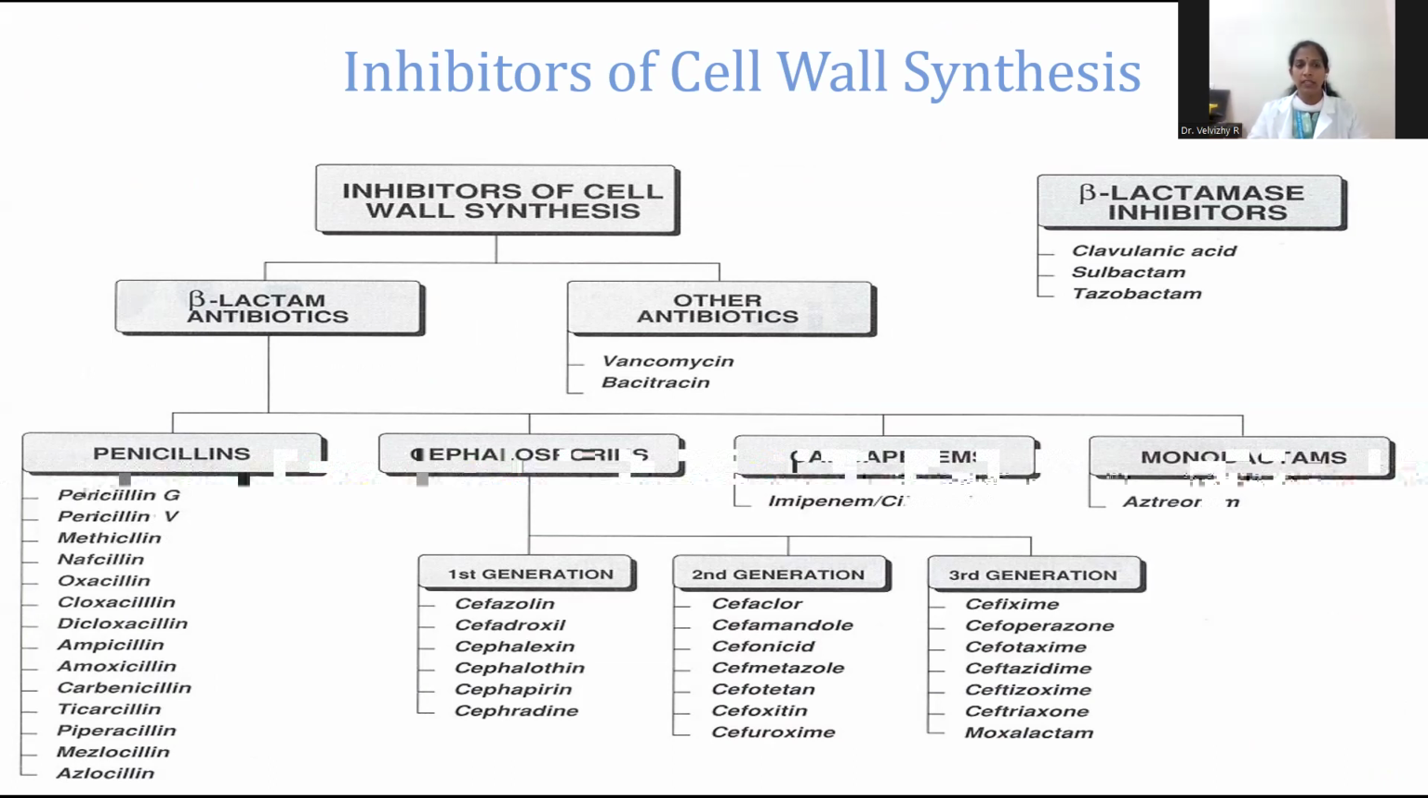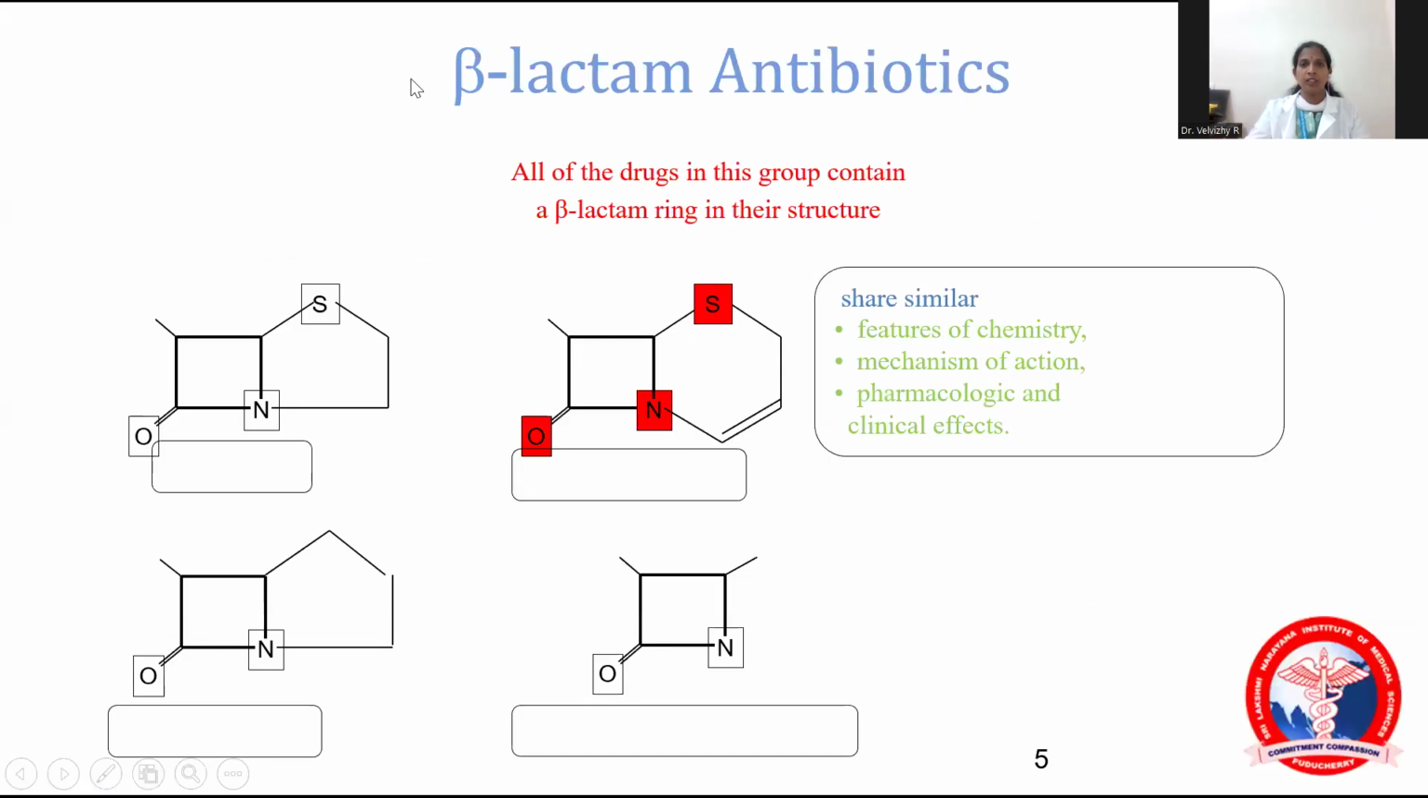Why are these called beta-lactam antibiotics? They have a common beta-lactam ring in their structure. That is why these are called beta-lactam antibiotics. So, as I told, these are the beta-lactam antibiotics: penicillin, cephalosporin, carbapenem, and monobactam, and all of them have a beta-lactam ring in their structure. In the case of penicillin, apart from the beta-lactam ring, it also has a thiazolidine ring.